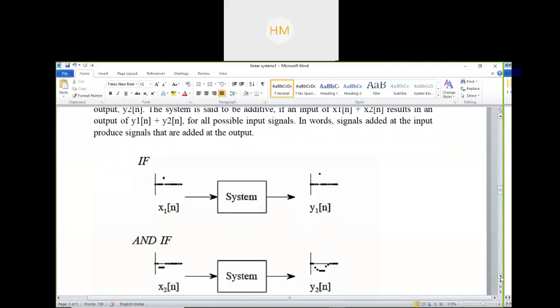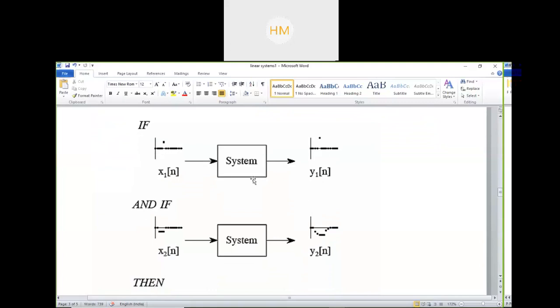So this is the example shown to you. If this is my x1 of n input signal, for this my output is y1 of n. How do I get the output? You see this diagram. x1 of n, the input signal, is passed through the DSP system, x1 of n into h of n. Its transfer function is H of z. H is the transfer function, small h is the impulse response. x1 of n convolved with h of n will give you y1 of n.